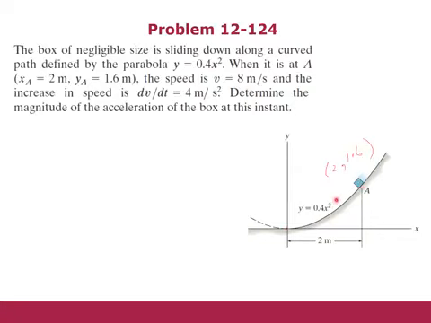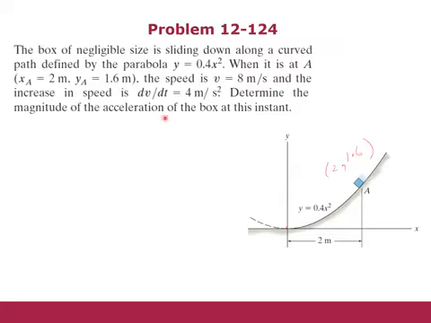Its speed is given, which is 8 meter per second, and the acceleration is also given, which is 4 meter per second square. You have to determine the magnitude of the acceleration of the box when it is at point A. Now this is actually a curvilinear problem, and we are going to solve it by using the normal and tangential coordinate system. From the data you can easily imagine that as it is moving in a curved path, its acceleration will have two components. One is along the normal axis and the other one is along the tangential axis.